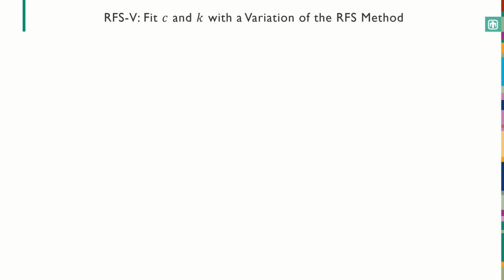So this nonlinear system ID method is functionally similar to another method called the restoring force surface method, or RFS, but I make a slight modification to it to fit viscous damping and stiffness parameters. So for now, I'm calling it RFSV, or restoring force surface variation.